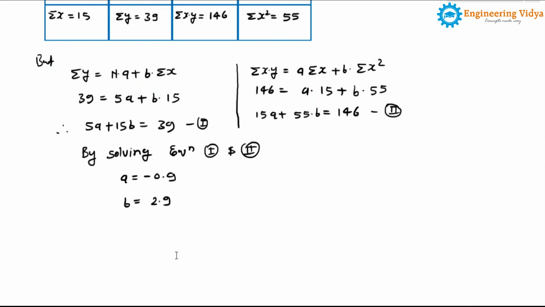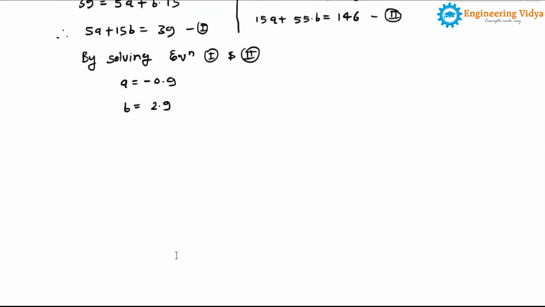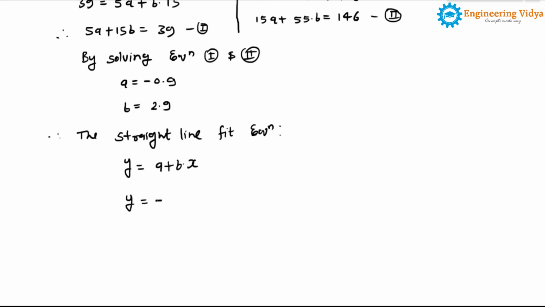Now from the values of a and b, we'll find the straight line equation. The straight line fit equation, which fits the given data samples, is y equal to a plus b into x. This is the standard equation, right? So here we put the value of a, which is 0.9, and b, which is 2.9, and multiply by x. This is the final answer. I hope you understood the things over here.